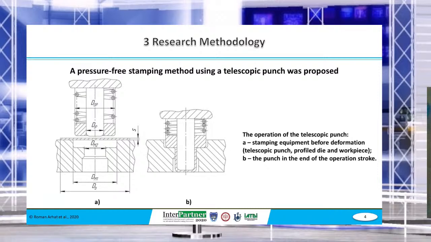In addition, with the reverse stroke, the outer part of the punch takes its initial position with the help of spring compression, moving along special guides. The punch design deserves special attention. Next slide, 5.